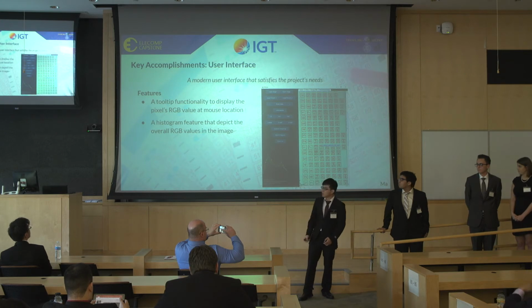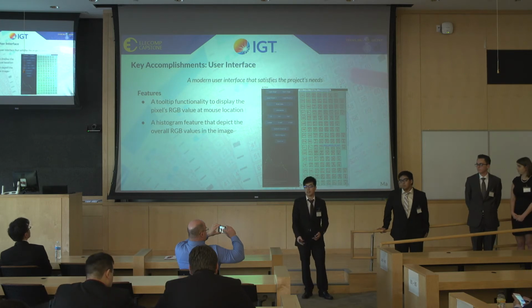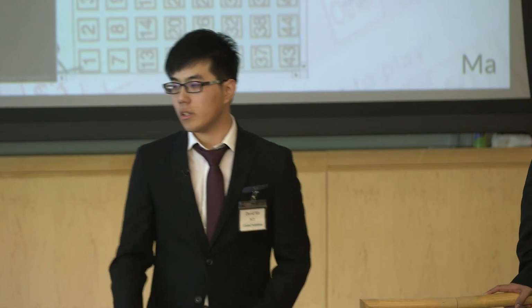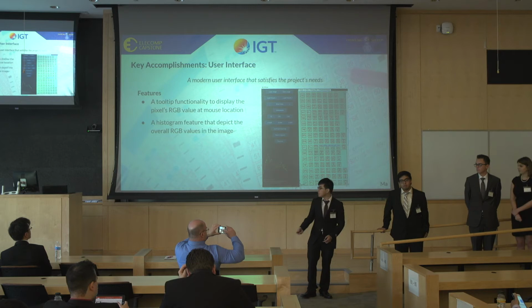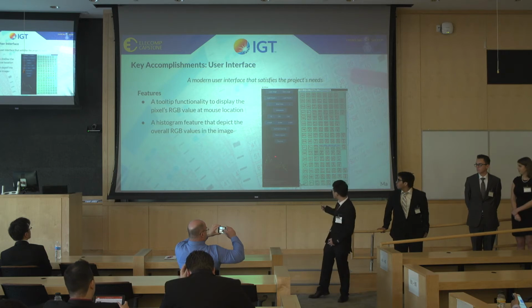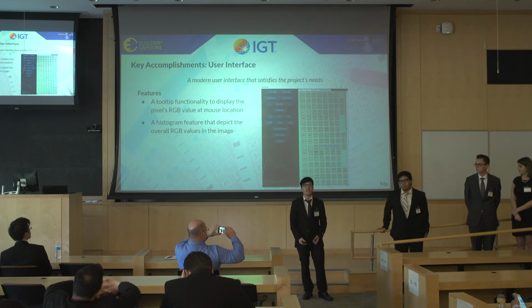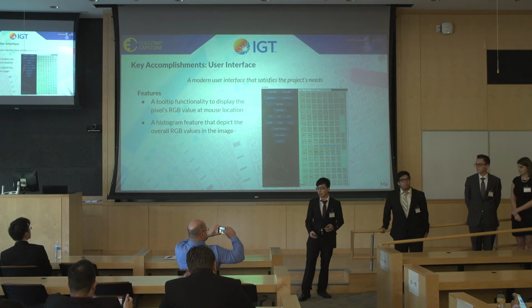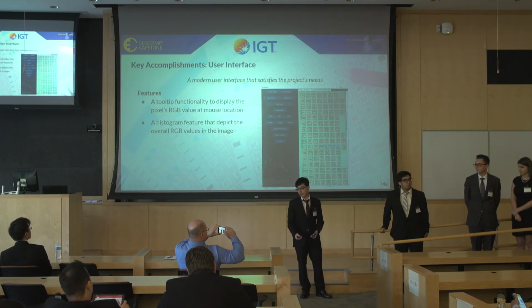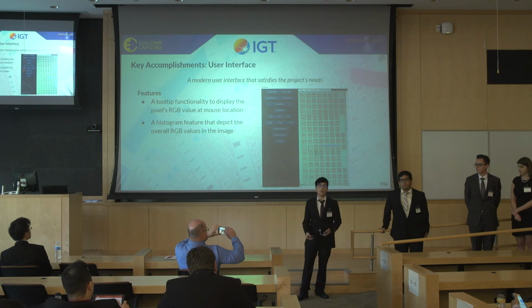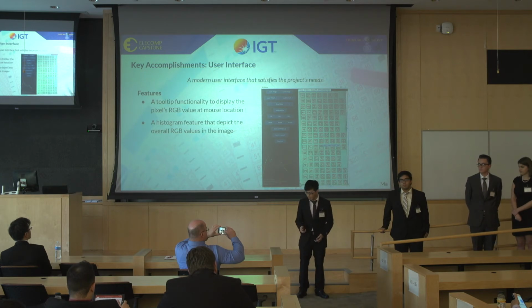Now, our software also comes equipped with a tooltip functionality, which shows the current pixel value for the pixel that's under the mouse cursor, which is a really useful tool to have when you're trying to debug some of the algorithms. In addition, our software also has a histogram feature, which is shown here at the bottom left. The histogram contains the overall RGB value for the whole image, and can provide the user with some valuable information, such as what colors are missing when we're trying to color balance an image.